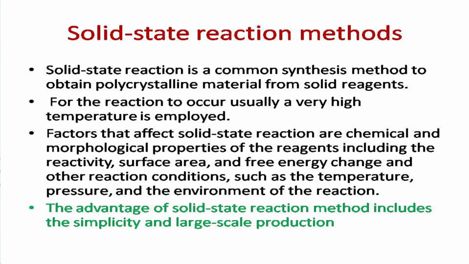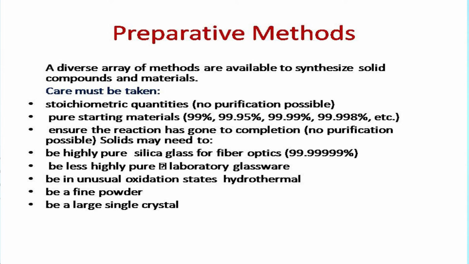Now, what are the methods that we use and what is the care that must be taken for these methods? There is a diverse list of methods that one can use to synthesize solid compounds and materials. While doing so, one has to take care of few aspects which are very, very important while making these materials. As you would see in this slide, first thing is that the quantities of the reagent to be taken, they must be the stoichiometric quantities. Why we say so? Because at the end of the production, normally there is no purification possible of the product. So therefore, the stoichiometric quantities of the product are to be taken right in the beginning.